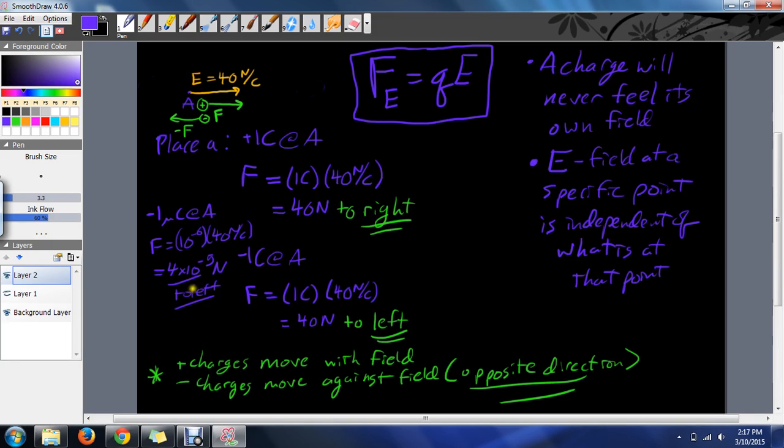I'm going to do one example of calculating the electric field, so be sure to watch that video. So one more video to watch of calculating the electric field, but this will be enough for this one.